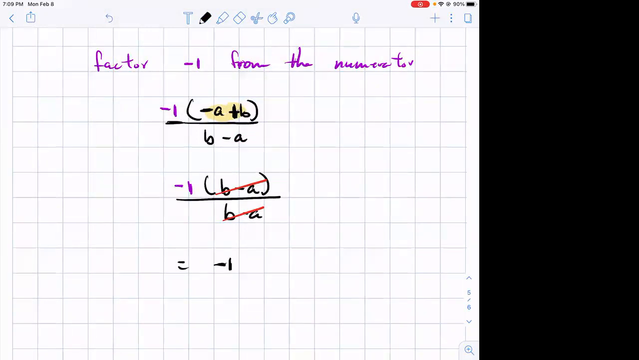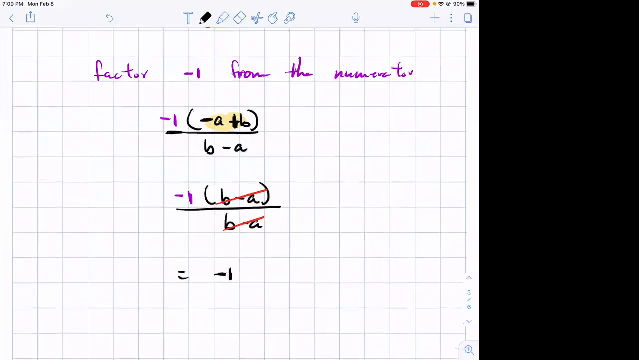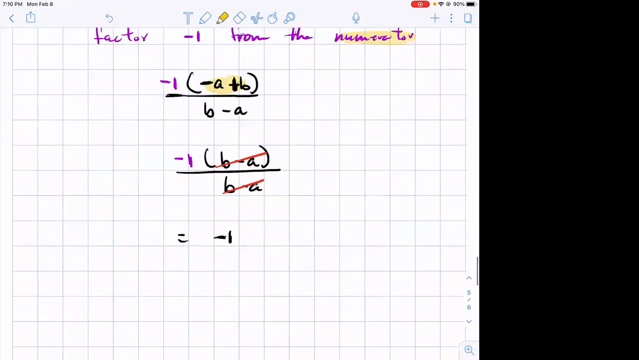Okay. Now if you wanted, you could have factored -1 from the denominator and rewritten the denominator. That would have also been correct. So you didn't have to factor -1 from the numerator. You could have factored -1 from the denominator, and then you would have gotten A minus B also, and then the top will still cancel with the bottom.